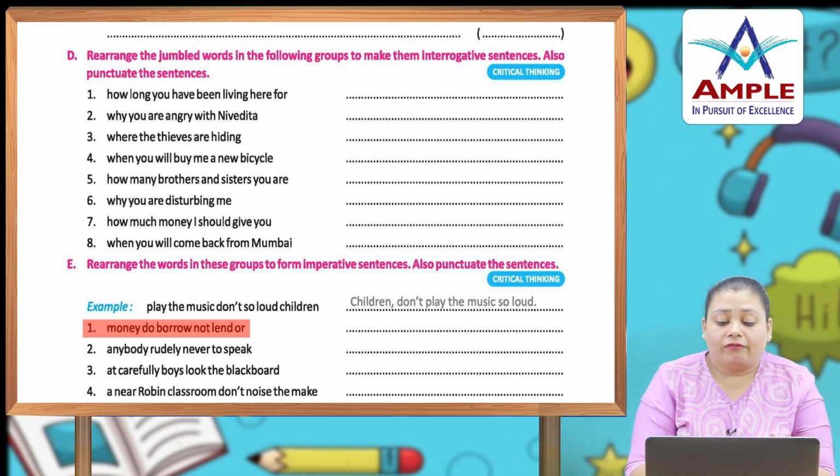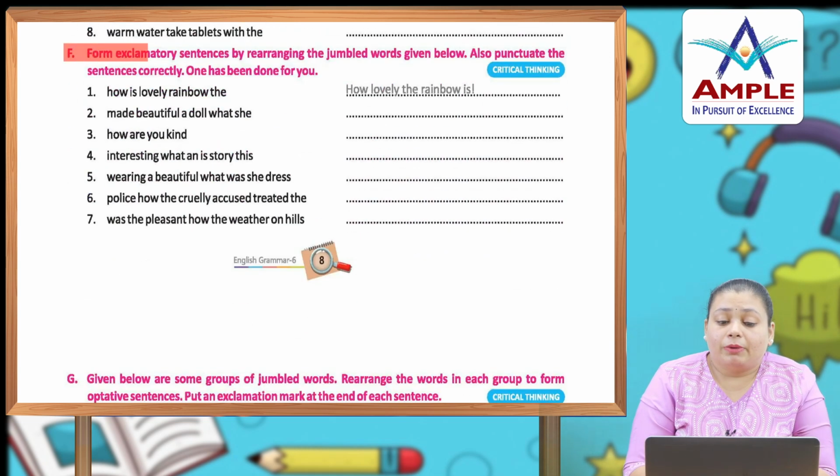Moving to next, F. Form exclamatory sentences by rearranging the jumbled words given below. Also punctuate the sentence correctly. One has been done for you. Number 1, how is lovely rainbow the? How lovely the rainbow is!